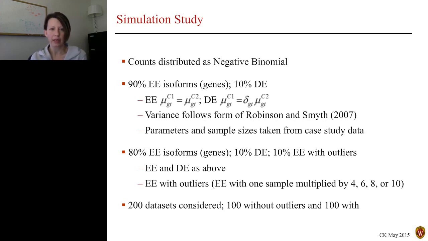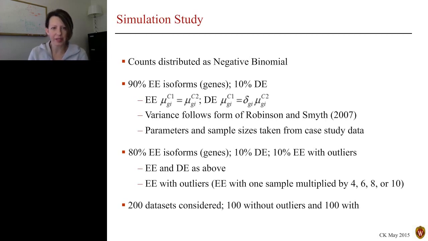We have 90% of the isoforms equivalently expressed, 10% differentially expressed. We take the form of the variance from edgeR, so there might be a slight advantage toward the edgeR method because we assume the variance follows the form that they assume in their paper. And parameters and sample sizes were taken to match case study data. So the data looks somewhat realistic, we hope. That's one set of simulations.